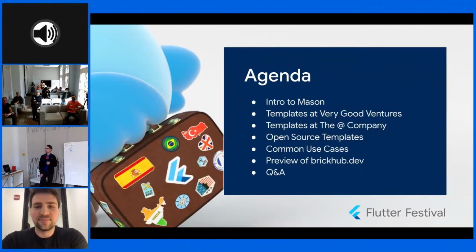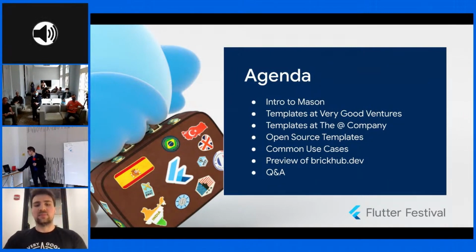So for the agenda, we're going to run through an intro to Mason. That's something we're both using with our templating engines, if you will. Then we're going to talk about how templates are being used at Very Good Ventures, as well as how they're used at the At Company. Then we'll talk about open source templates in general and some of the use cases. And then we'll end off by seeing a preview of something Felix has been working on.